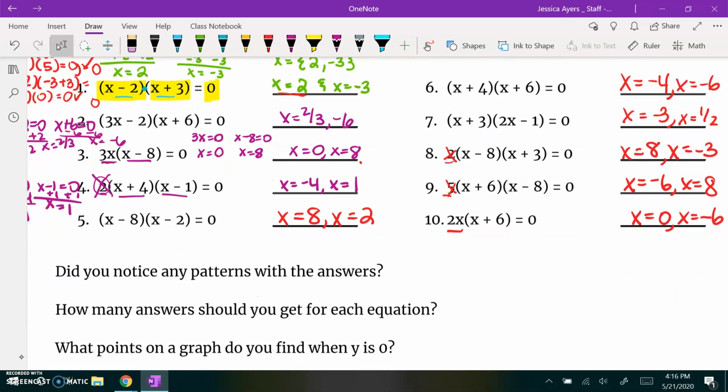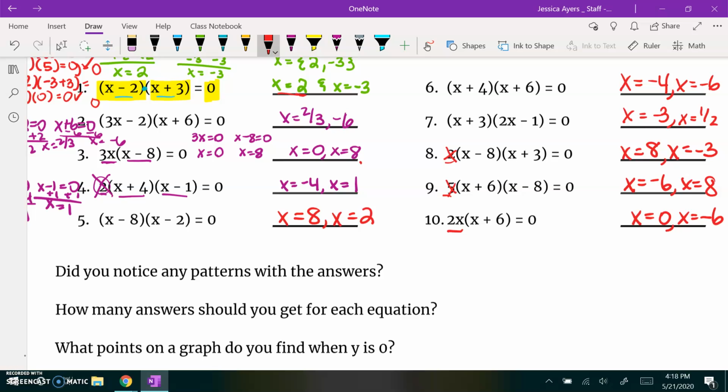So, did you notice any patterns when you were looking through those? What you should have noticed is that the sign of the number in the parentheses is always the opposite of the sign in the answer. And that should remind you back to when we did things with x-intercepts in, I think it was the first week of remote learning.